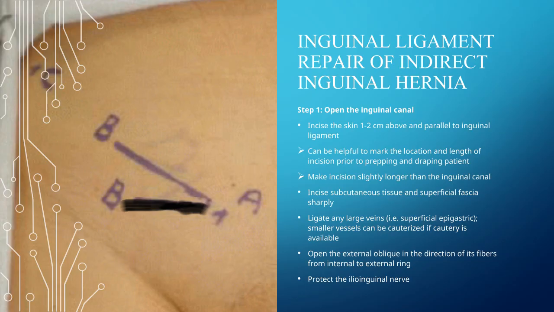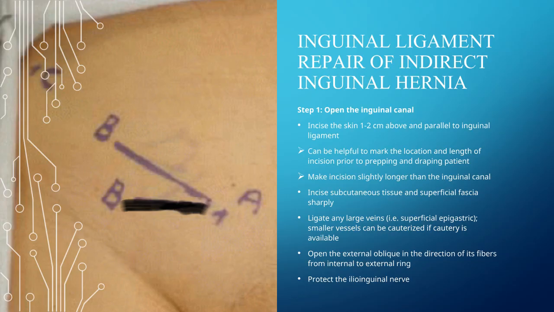Dissection. Sharply incise through the subcutaneous tissue and the superficial fascia, Scarpa's fascia. You will usually encounter veins, the superficial epigastric veins. Large veins should be ligated to prevent postoperative hematoma. Smaller vessels can be cauterized.